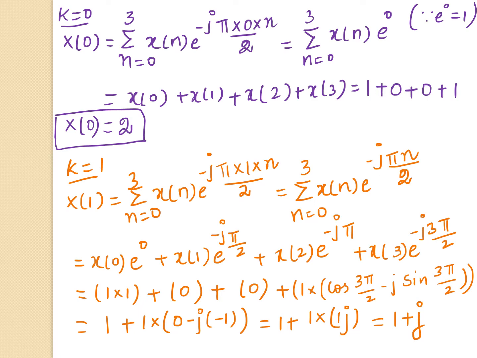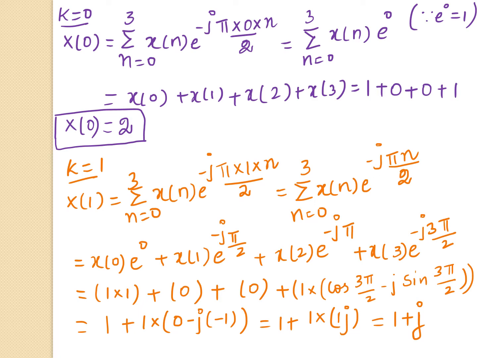So substitute the value for x of 0 to x of 3. So my x of 0 value is 1 and e power 0 value is 1 and x of 1 value is 0. So if x of 1 value becomes 0, multiplied with e power any term will become 0. So I am replacing it as totally 0. And x of 2 value is also 0. So 0 into e power minus j pi will become 0. Plus my x of 3 value is 1. So I am replacing with 1. This e power minus j 3 pi by 2 can be written as cos 3 pi by 2 minus j sin 3 pi by 2.